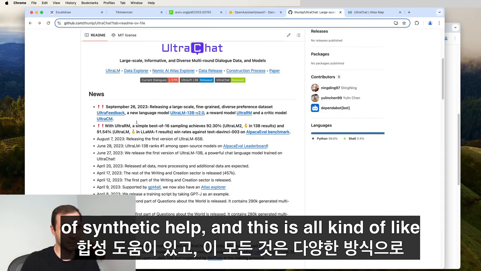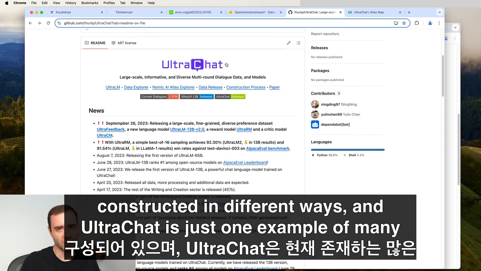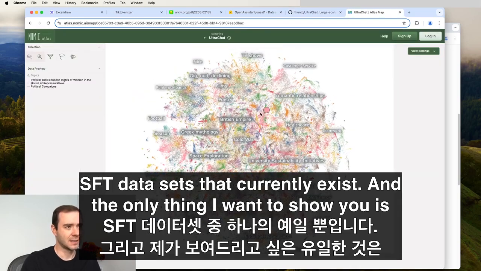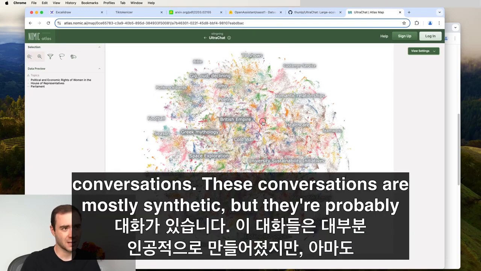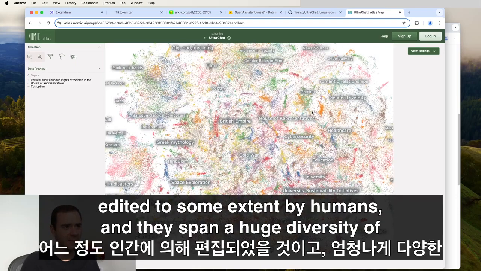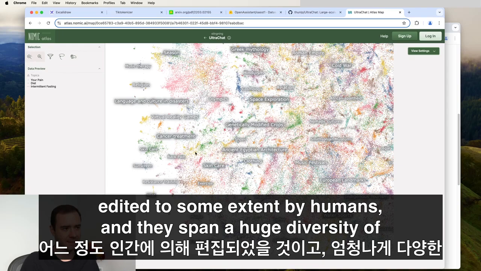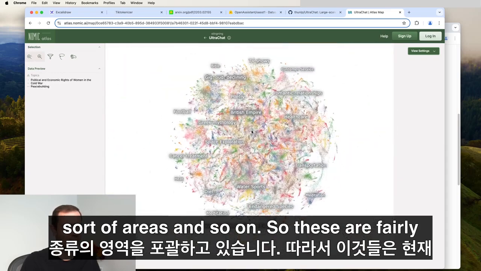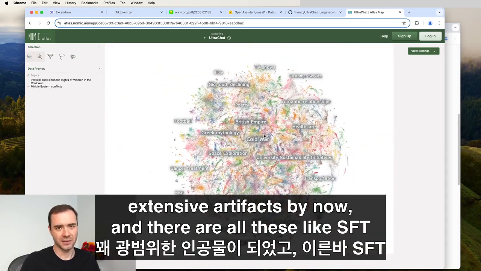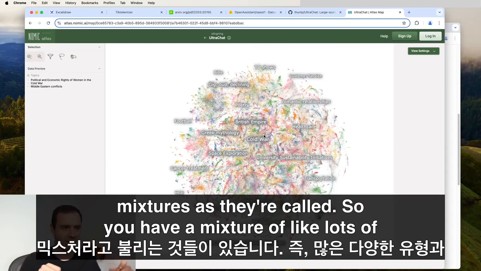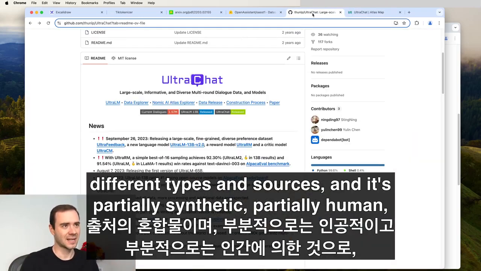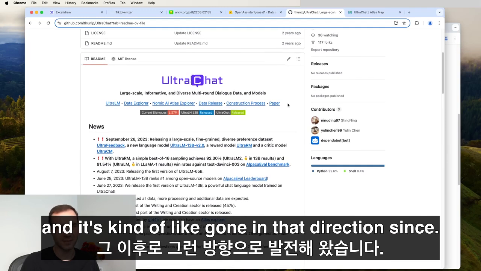And this is all constructed in different ways. UltraChat is just one example of many SFT datasets that currently exist. The only thing I want to show you is that these datasets now have millions of conversations. These conversations are mostly synthetic, but they're probably edited to some extent by humans. And they span a huge diversity of areas and so on. So these are fairly extensive artifacts by now. And there are all these SFT mixtures, as they're called. You have a mixture of lots of different types and sources, partially synthetic, partially human. And it's gone in that direction since.